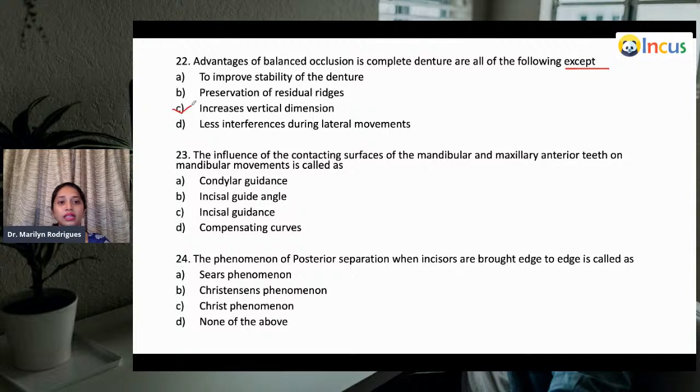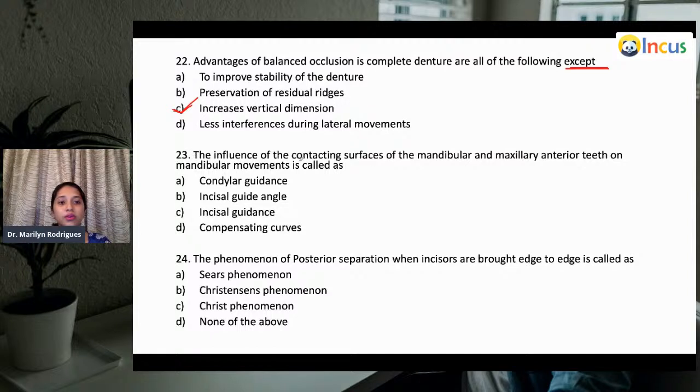It helps in all except this. Definitely, it helps to improve stability, it preserves ridges, less interferences, but it does not increase vertical dimension in any way. So the thing is, all of the following except. So the answer is C, that is increases vertical dimension, that is 22C.